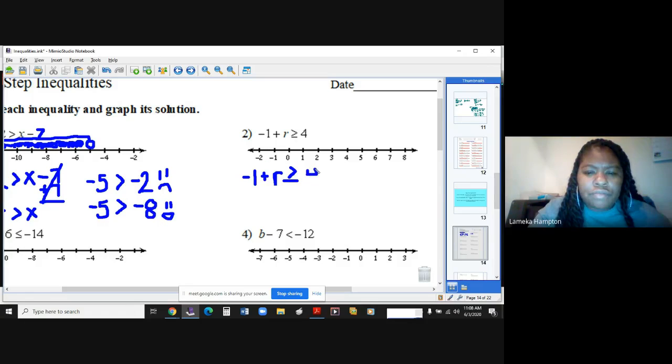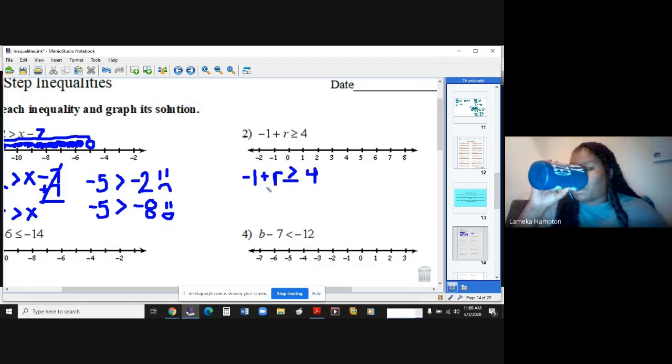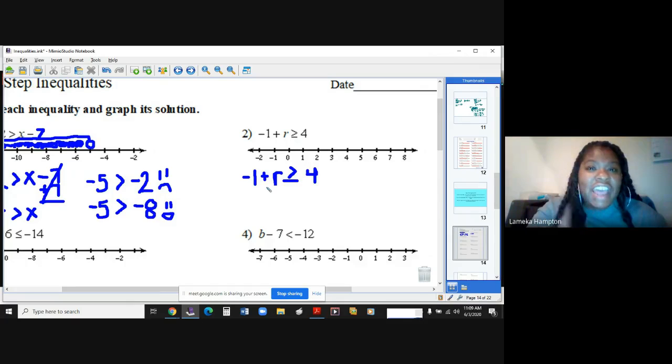All right. So because I have an addition problem here, what am I going to do? I have to do something. Subtract. Okay, what am I subtracting? -1. I'm going to add 1. So you're right, but let me show you something.